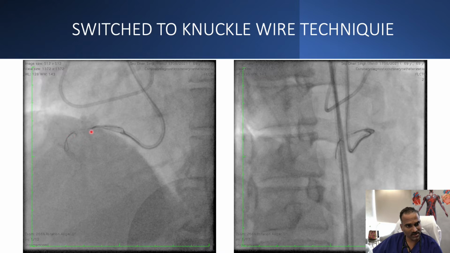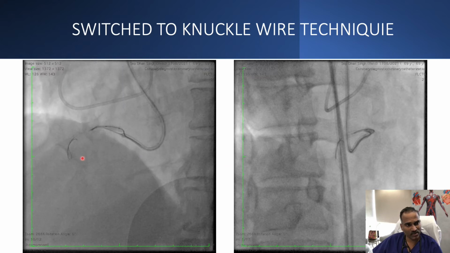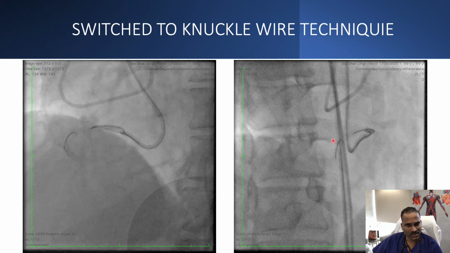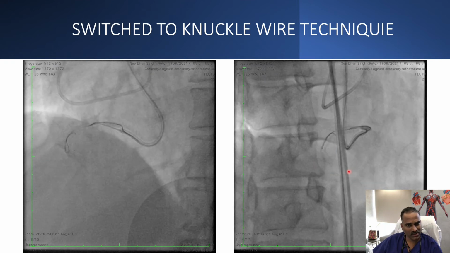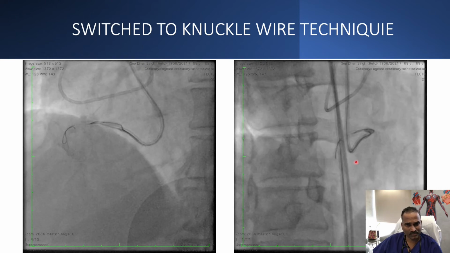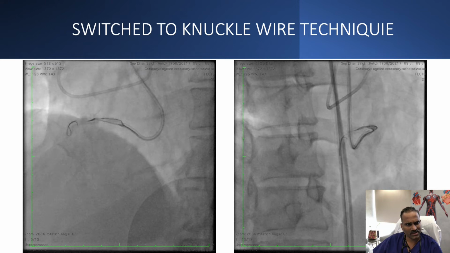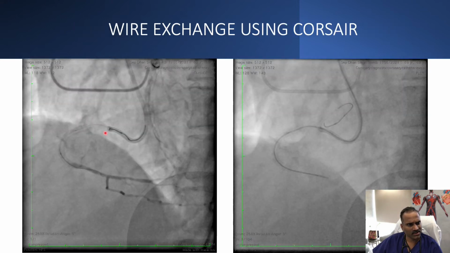we advanced the knuckle wire. I think this is a Gladius wire. We advanced the knuckle wire, which I am checking in both LAO as well as RAO to see that the knuckle is going through the stent struts. The knuckle went up to this point, and once the knuckle got advanced, generally we can advance the next balloon quite easily, as it disrupts the tissue within the stent.